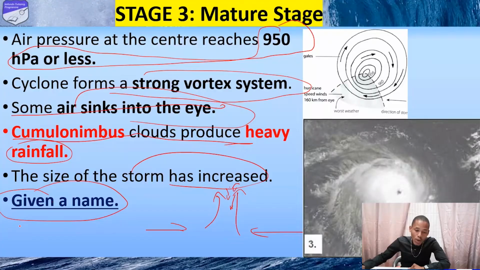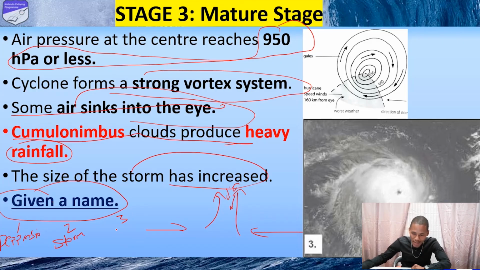Let me go back to stage 1. So just something you should know, but not that important. In stage 1, a cyclone, guys, we can just call it a depression. It's sometimes called just a depression. Then in stage 2, this is when we call it a storm. It's not necessary to call a cyclone in stage 2 a cyclone, okay? Then in stage 3, because it's a fully developed cyclone, we call it a cyclone. And we give it a name.